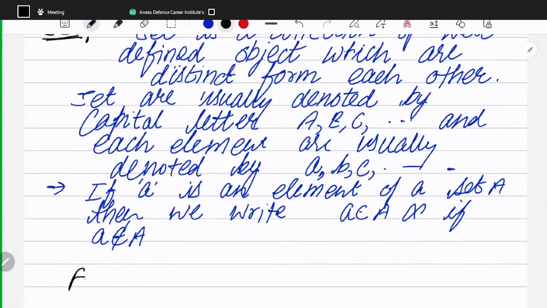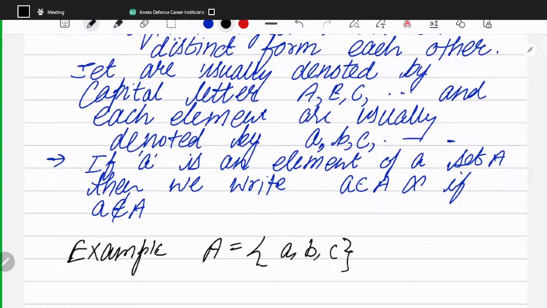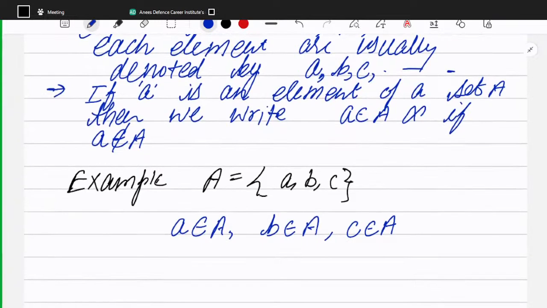Example, let's say a set capital A is given like this: a, comma, b, comma, c. That means a, b, c are the members of this set capital A, or we can say that small a belongs to capital A. I can say that b belongs to capital A. I can say that c belongs to capital A. Means these elements lie in the set capital A, or we can say that small a is a member of set A.